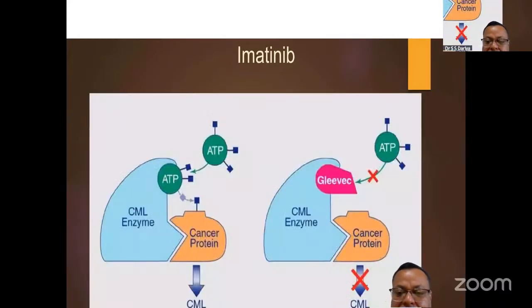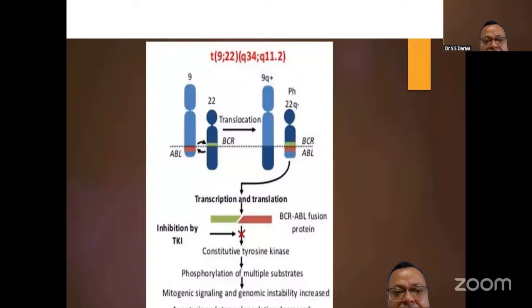Here you can see this is Gleevec, or imatinib, a competitive inhibitor of this, and then it will reduce your CML. Here again, the same by imatinib. You can see that this BCR-ABL fusion protein is inhibited by imatinib. There is a constitutive tyrosine kinase, then phosphorylation of multiple substrates. Ultimately, there is a reduction in apoptosis.